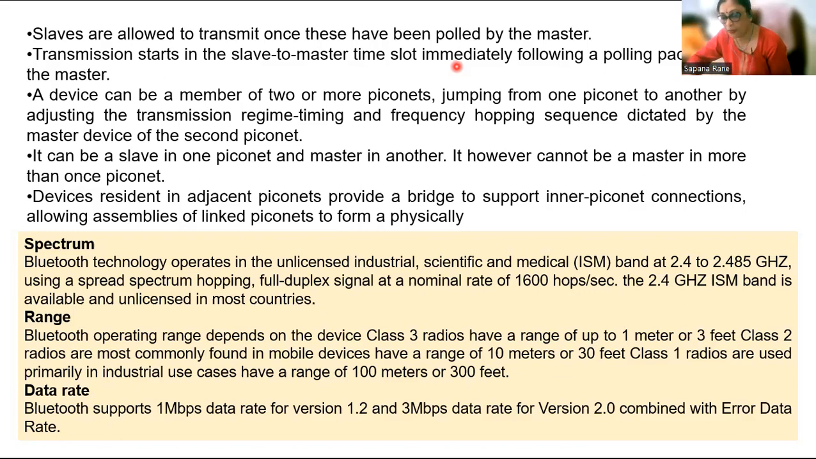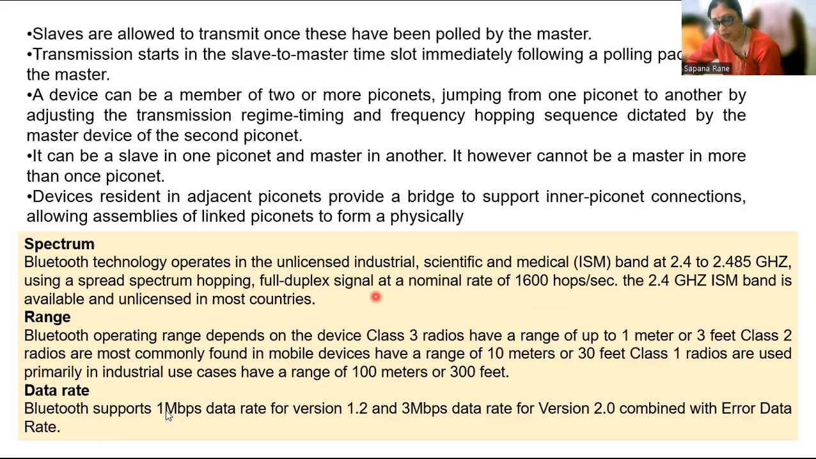Okay, now here you can observe the frequency range 2.4 to 2.485 gigahertz. This comes in the ISM band, and it has a nominal hopping rate which is 1600 hops per second. Okay, as it is using random access technique, we are talking about the hops. So it can hop 1600 times. That means it can change its frequency 1600 times per second. Okay, in this way it is providing security to the network.